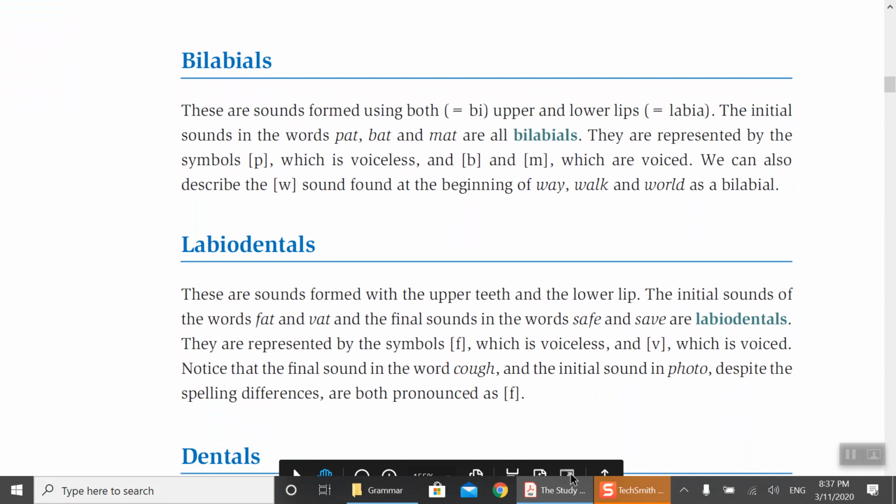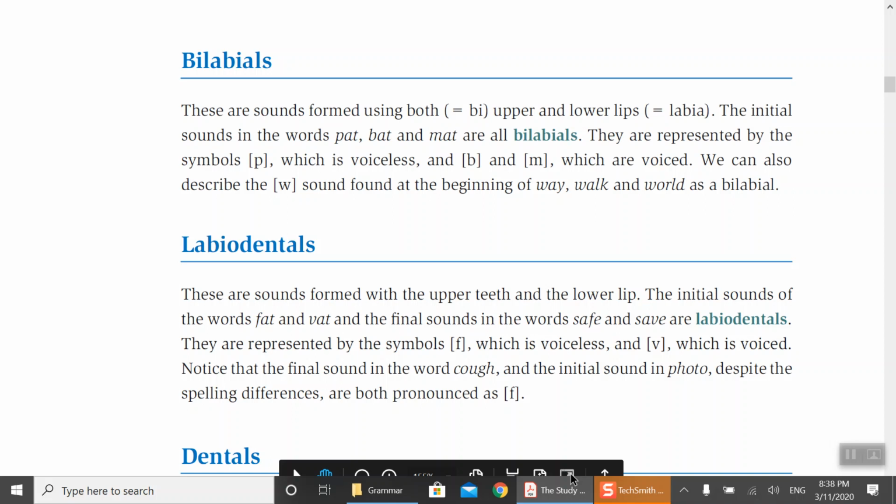Here we have labiodental. What is labiodental? The definition of labiodental and the examples. We need definitions and examples of each one. These are sounds formed with the upper teeth and the lower lip. Your upper teeth and the lower lip. The initial sounds of the words fee and vee. Upper teeth and the lower lip.